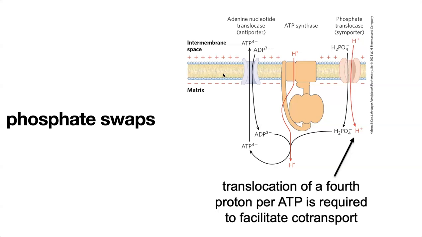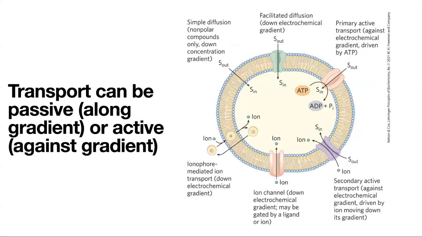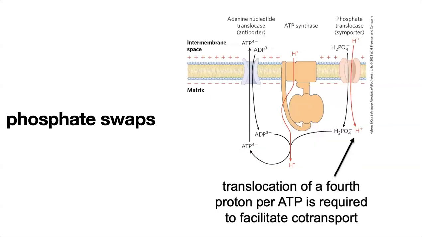So this is kind of costing us energy, but in an indirect way, and it's even more indirect than what we normally think about when we think about secondary active transport. Remember that in secondary active transport, we're driving something along against its electrochemical gradient, driven by an ion moving down its gradient. Well, if we think about getting the phosphate in, here we're actually going to use more of the classical secondary active transport.